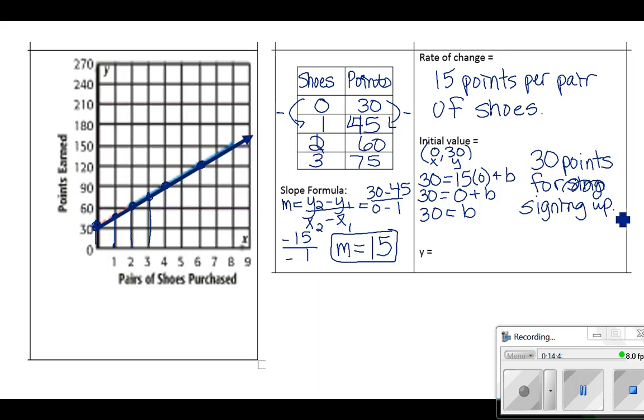We have the m, we have the b, we can write our equation. So y equals 15x plus 30. That would be our equation.